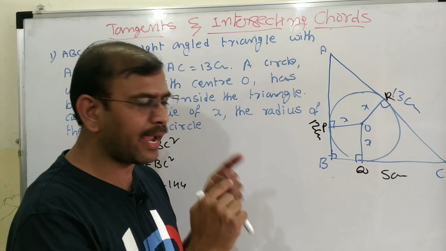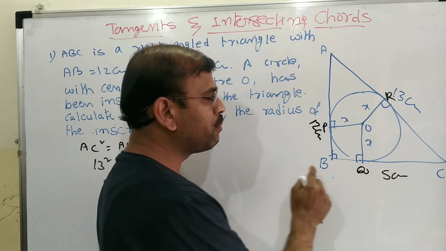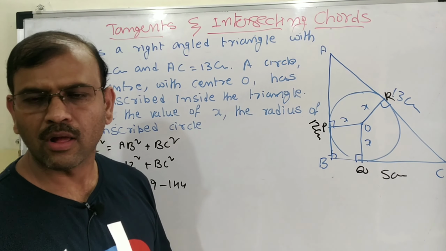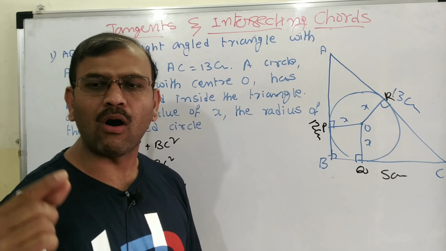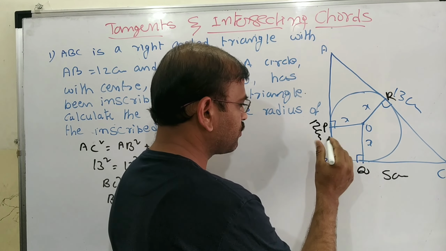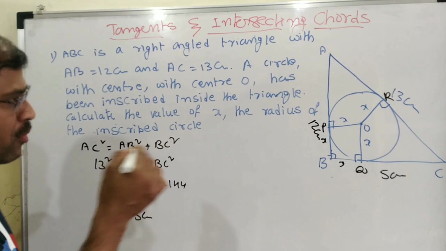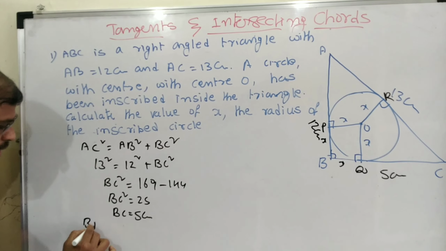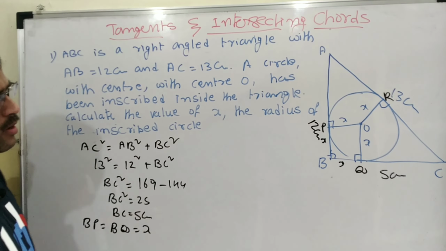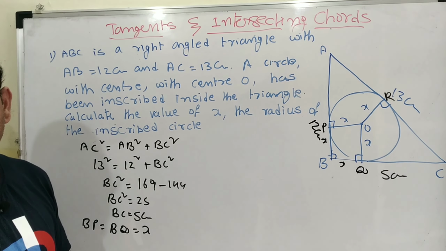So from this diagram, what you need to understand: POQB is a square. We know that in a square all the sides are equal. So here this value is x, this also will be x, this is x, this also will be x. Now I am going to write the step. So BP equal to BQ equal to x.